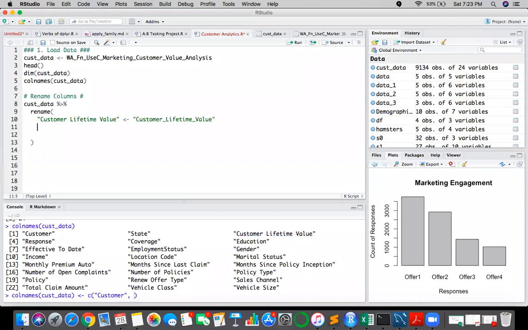And then I will change this effective to date to underscore. Okay, and let's run it. Let's see how it works. Is it working or not? Let me check that first. Okay, there'll be a comma here.